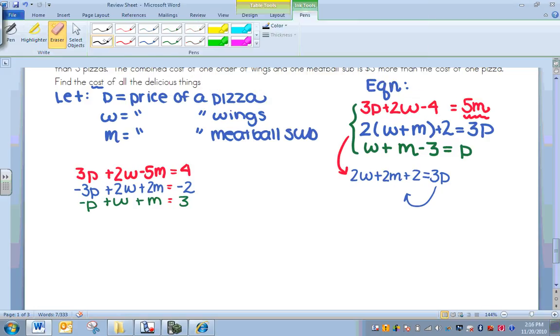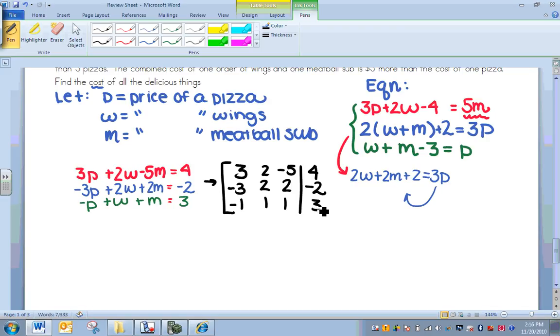Okay, so we've got 3, 2, -5, line 4, -3, 2, 2, -2. Then I've got -1, 1, 1, 3, right? Is this one right? Yes, that's right. Okay, so what do I do with this now? You have to solve it. You do not have to solve it by hand. We're going to use the calculator.